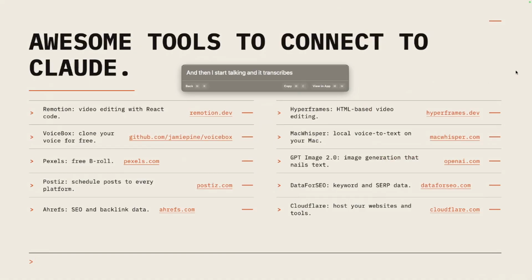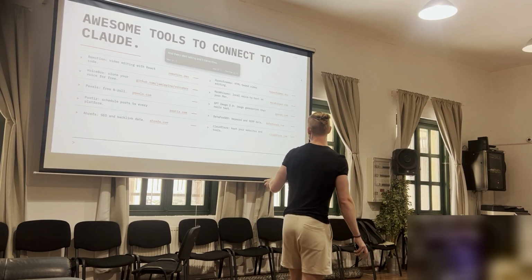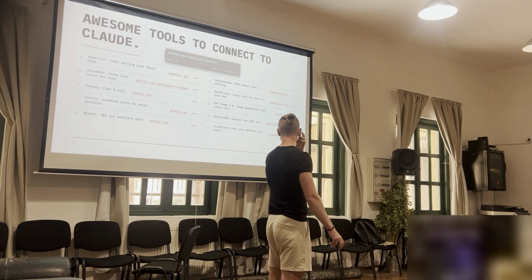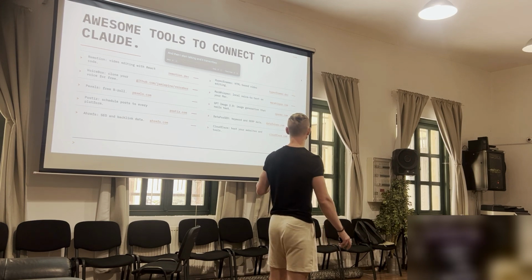For getting free images and B-roll, Pexels has a really nice API. I think you can download like 200 times per day for free. It's super good. For creating images, I use GPT Image 2.0 very, very often. I'll show you some cool workflows for using that in a moment.